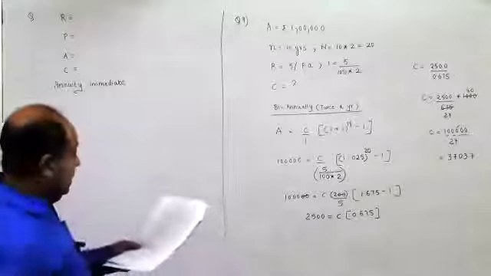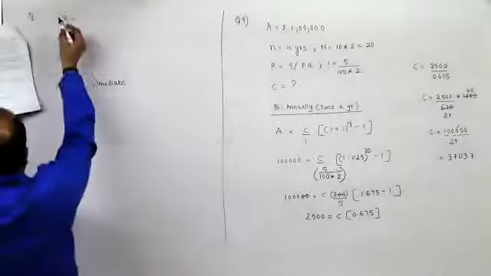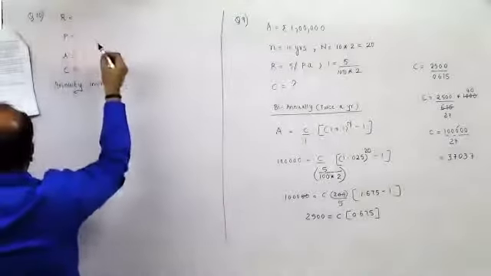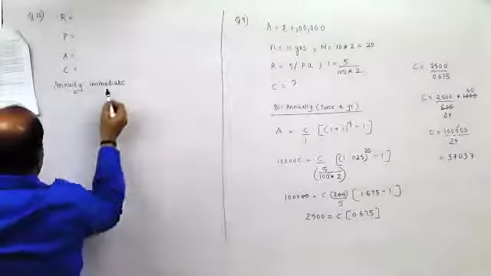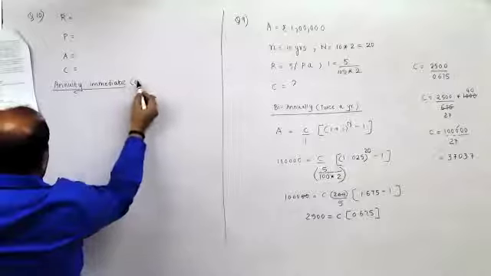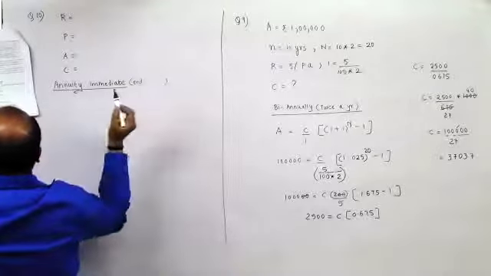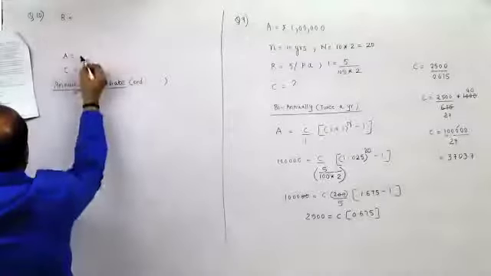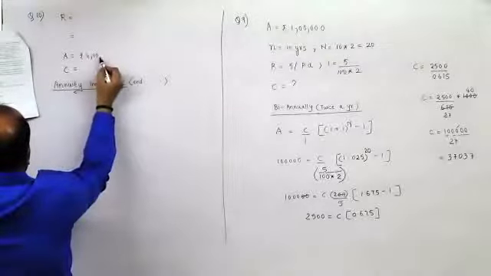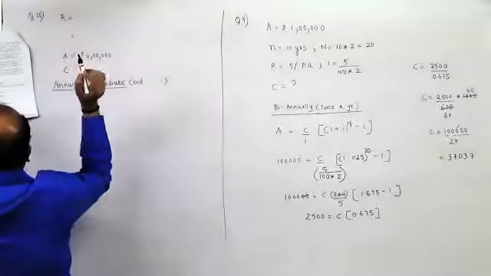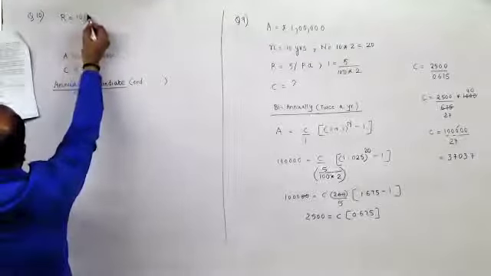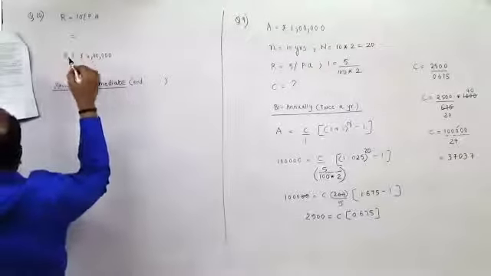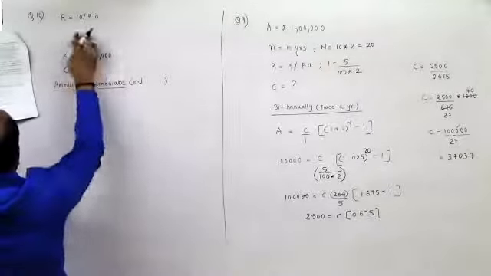Tenth one. A company decides to set aside a certain sum at the end of each year to create a sinking fund. Now, at the end of each year, underline that, and therefore it is annuity immediate. Which should amount to rupees 4 lakh. So A should be 4 lakh, and the rate should be 10% per annum. Find the amount to be set aside. That means C is what?